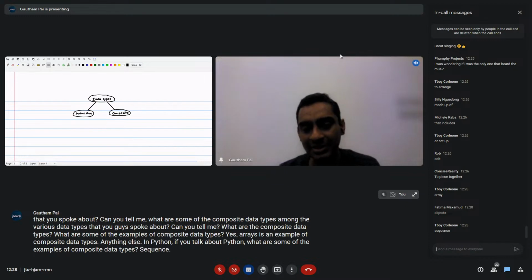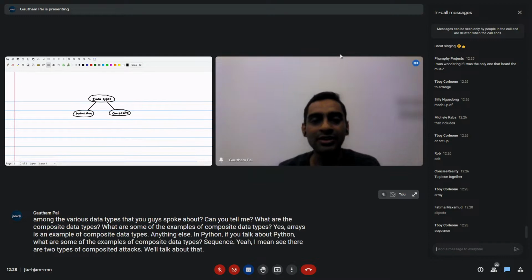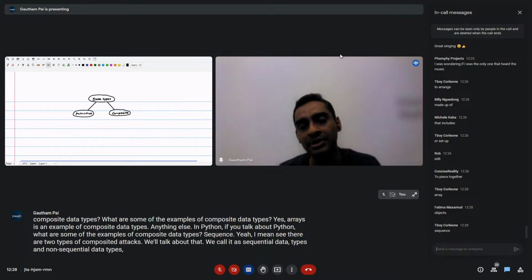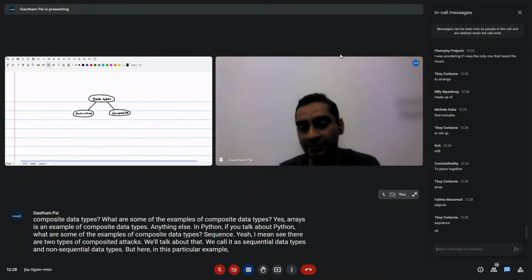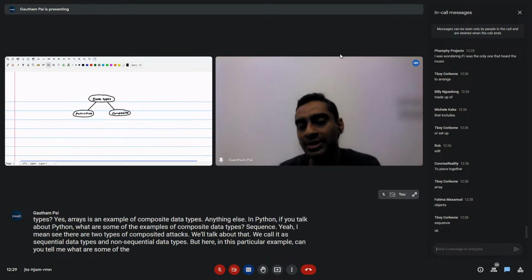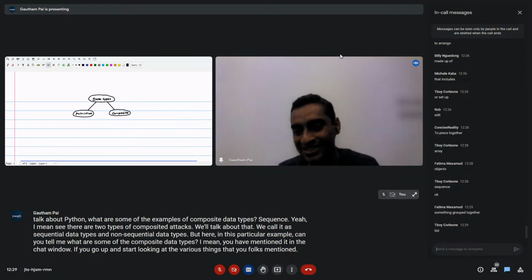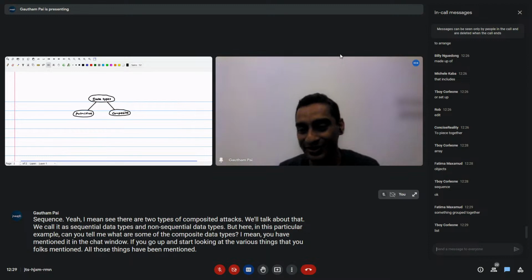Sequence, yeah, there are two types of composite data types. We'll talk about that. We call it sequential data types and non-sequential data types. But here in this particular example, can you tell me what are some of the composite data types? You have mentioned it in the chat window. If you go up and look at the various things that you folks mentioned, you have actually listed all of them.